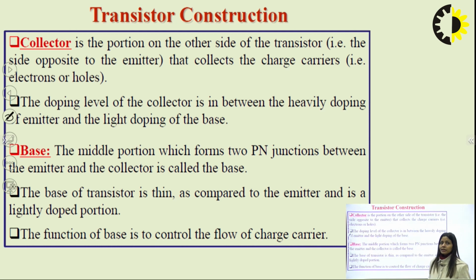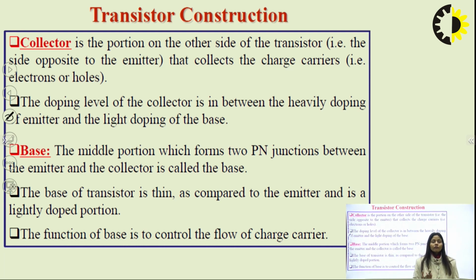Now coming to the collector. The collector is the portion on the other side of the transistor, opposite to the emitter. That means emitter, base, and then collector. It collects the charge carriers provided by the emitter region. Whatever charge carriers, may be holes, may be electrons, which are coming, it will collect.